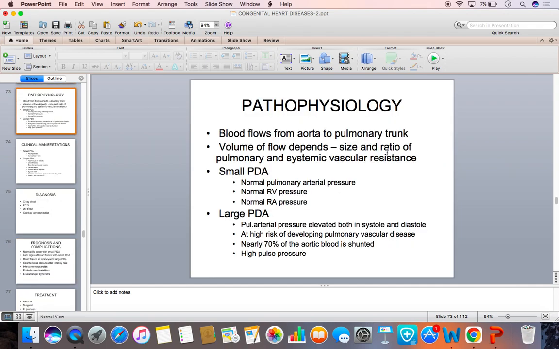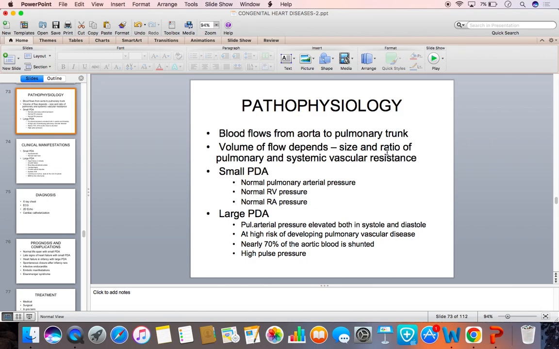Well, what is the pathophysiology? This is after birth, when the ductus is patent. Blood flows from the aorta to the pulmonary trunk, and the volume of the flow depends on the size and the ratio of the pulmonary and the vascular resistance. In small PDA, the shunt is very small, and there is normal pulmonary arterial pressure, normal right ventricular pressure, and normal right atrial pressure.